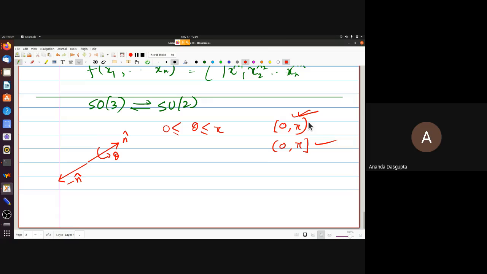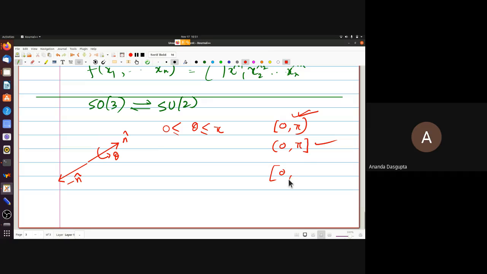Okay? Sir, but if we take pi, then we have two rotations, right? Like pi with respect to n hat and minus n hat. That's a problem, but that is a problem we have to deal with. We simply can't leave out pi, because then we will completely not have that rotation at all. I agree that that's a problem.